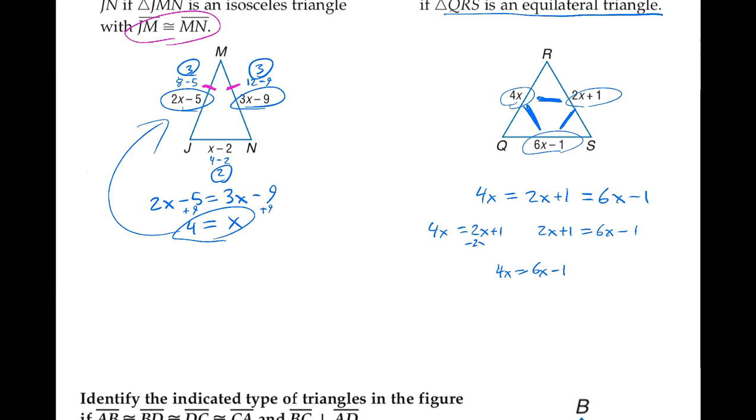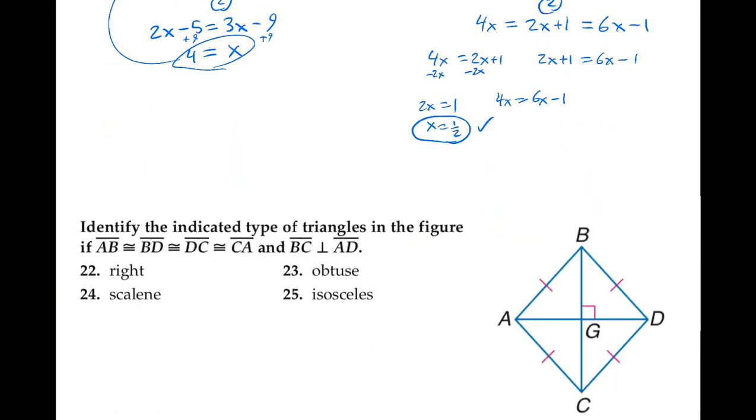So we'll solve this one. So we'd minus 2x. We get 2x equals 1. We get x equals a half. Okay, so let's see if that works. Plugging it in, we get this side is 2. We get this side is 2 times a half is 1, plus 1 is 2. And on the bottom here, we get a half of 6 is 3, minus 1 is 2. So it works. So every side of the triangle is 2, and x is equal to 1/2.